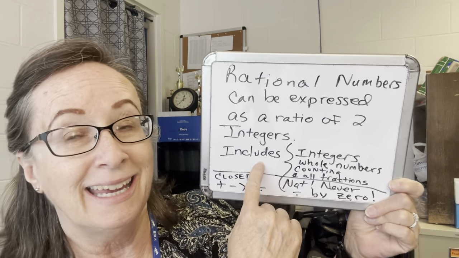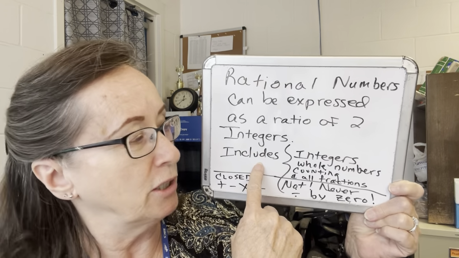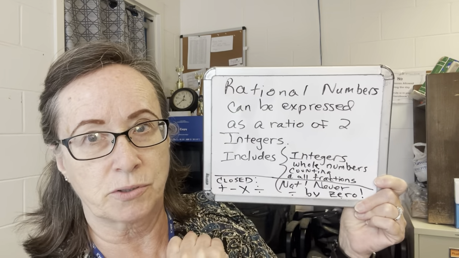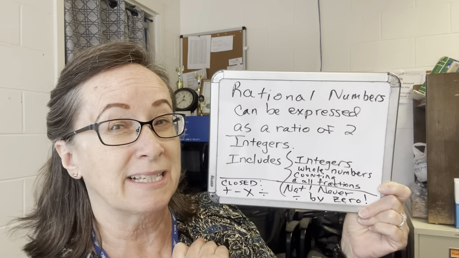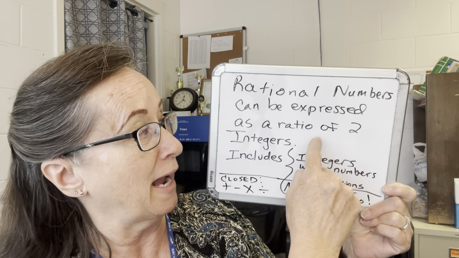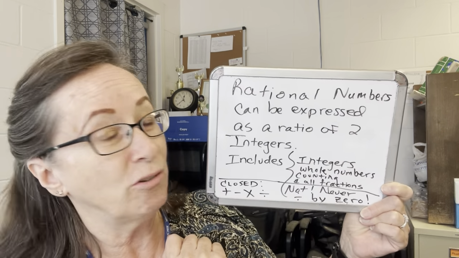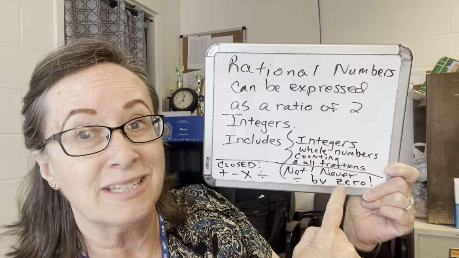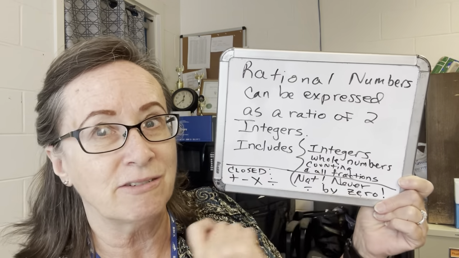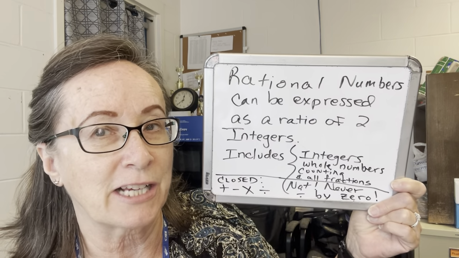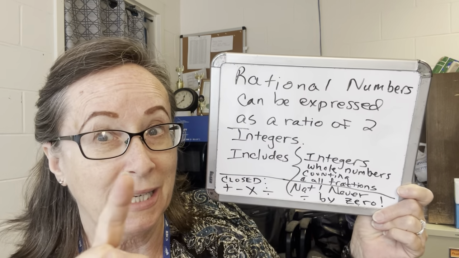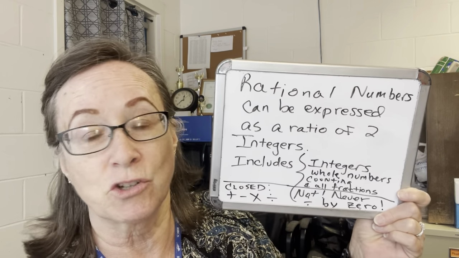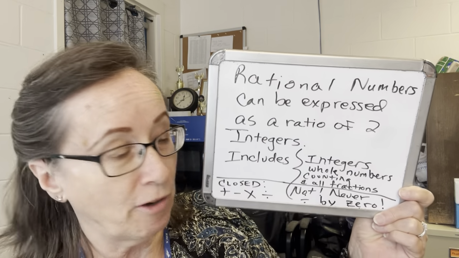First of all, the rational numbers include all the integers. They include all the whole numbers and all the counting numbers, because the rule for rational numbers is that you can turn them into a fraction. Can't we turn integers and whole numbers and counting numbers into a fraction simply by putting a division sign and a 1 underneath? We can turn them all into fractions.